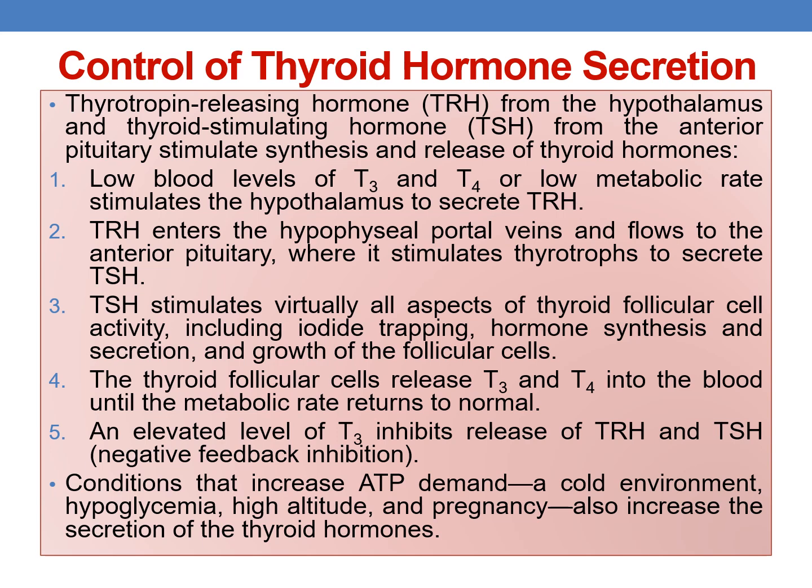TRH enters the hypophyseal portal veins and flows to the anterior pituitary, where it stimulates the thyrotropes to secrete thyroid stimulating hormone. The thyroid stimulating hormone stimulates virtually all aspects of thyroid follicular cell activity, including iodine trapping, hormone synthesis, secretion, and growth of the follicular cells. The thyroid follicular cells release T3 and T4 into the blood until the metabolic rate returns to normal. And an elevated level of T3 inhibits the release of TRH and TSH, which is nothing but negative feedback inhibition.